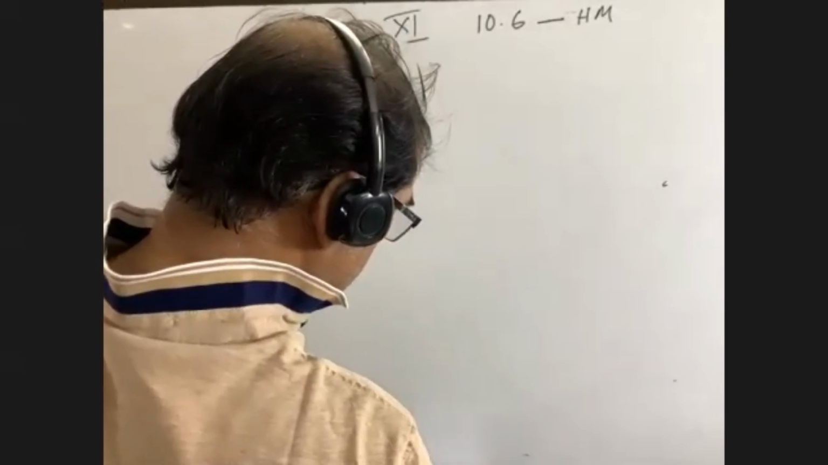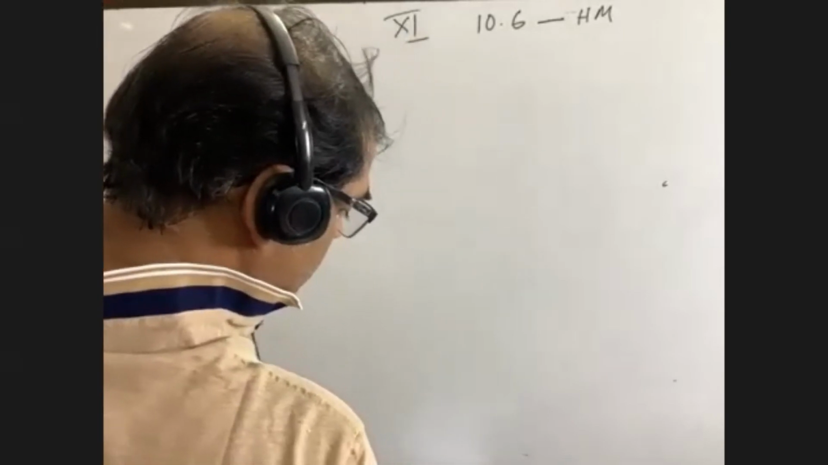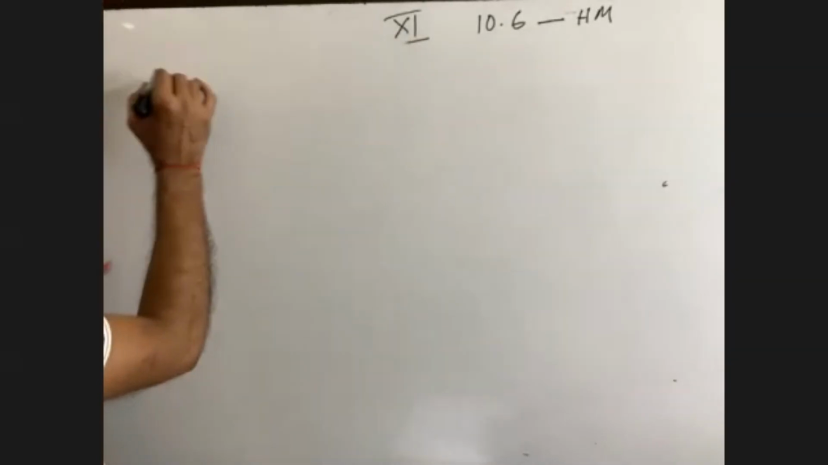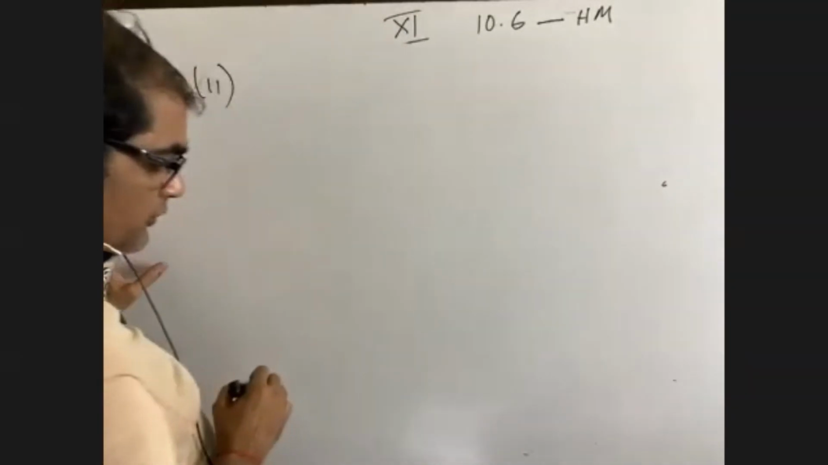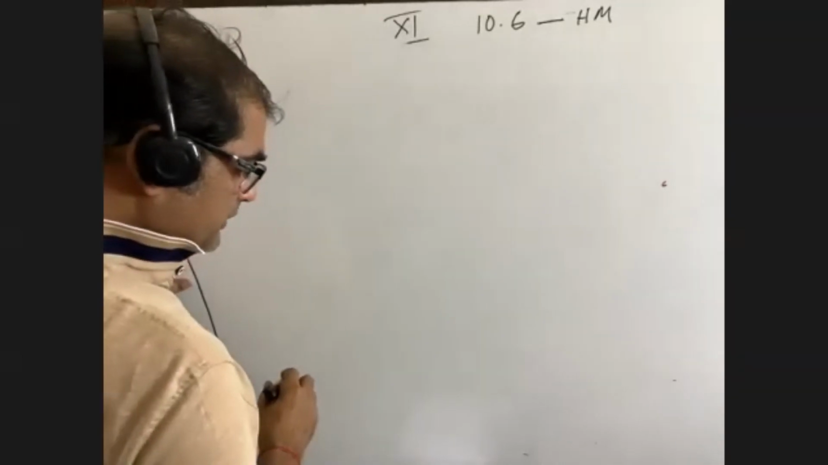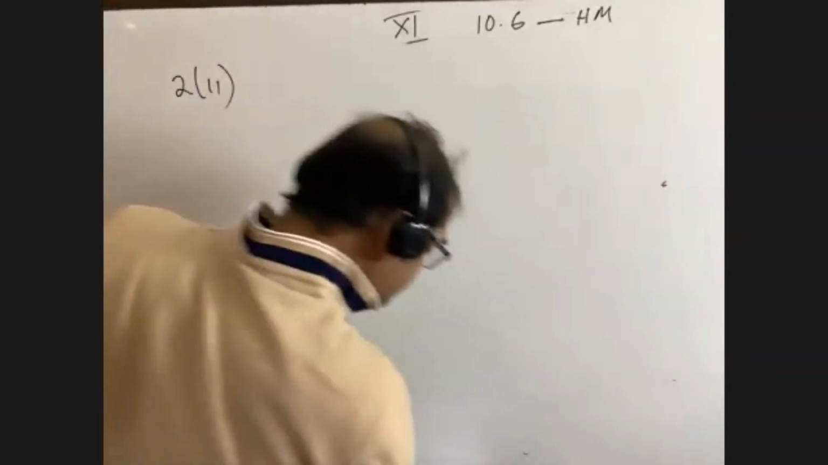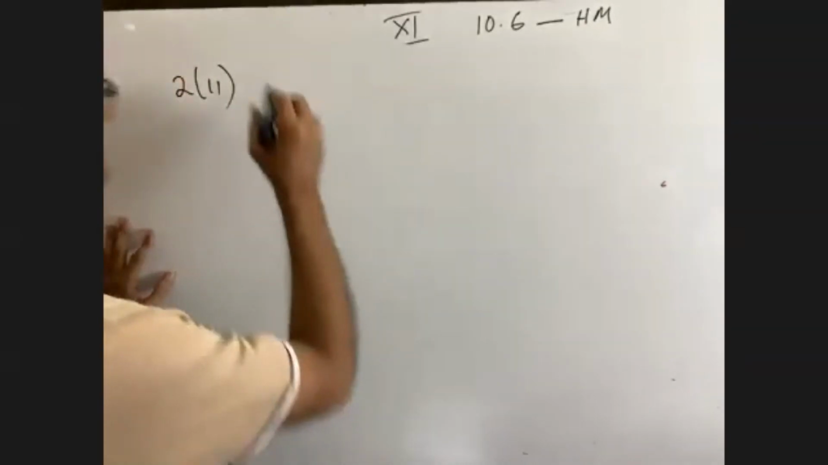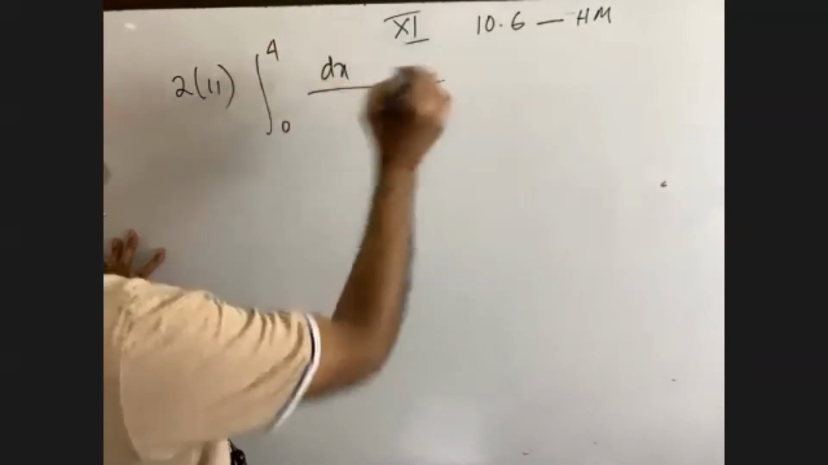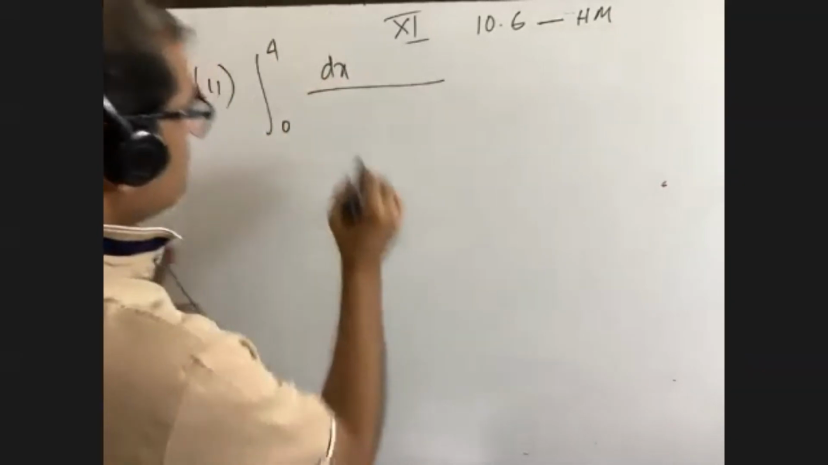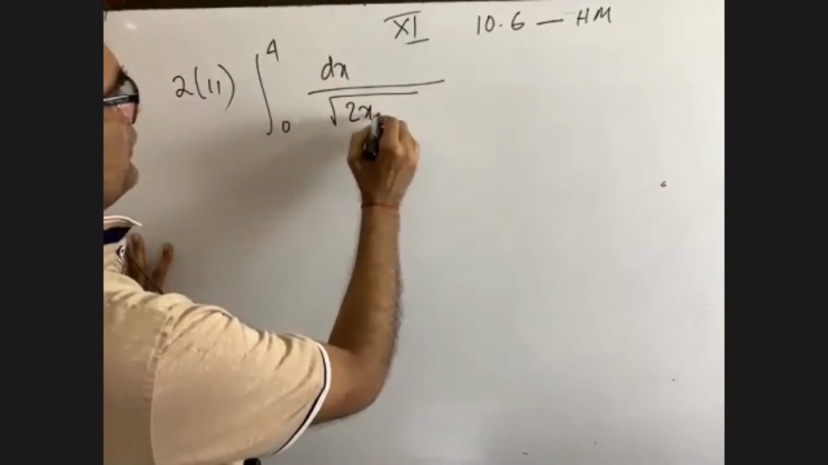Okay. We are going to do some other maths. Question number 2. Suppose it is based on previous maths. All the maths are based on previous maths. Suppose it is given the integral from 0 to 4 of dx by root over 2x plus 1.